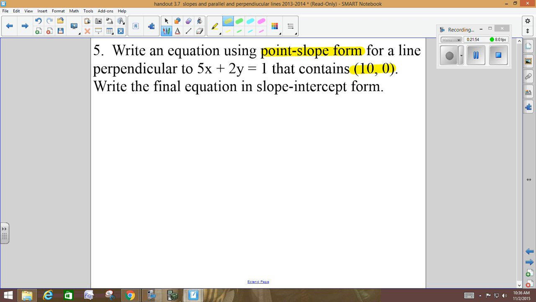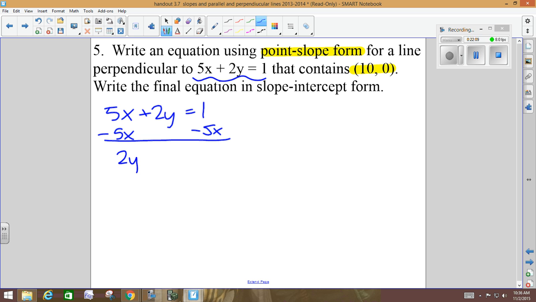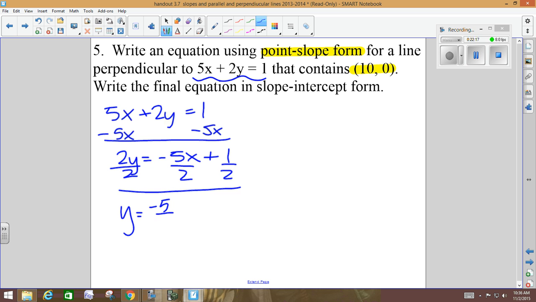I got to solve that equation for y so I can find the slope of that line. Okay, so I need to take this one that's in standard form and solve it for y so that I know the slope of the given line. Subtract 5x. 2y equals -5x plus 1. Divide by 2, and you get y equals -5/2 x plus 1/2.